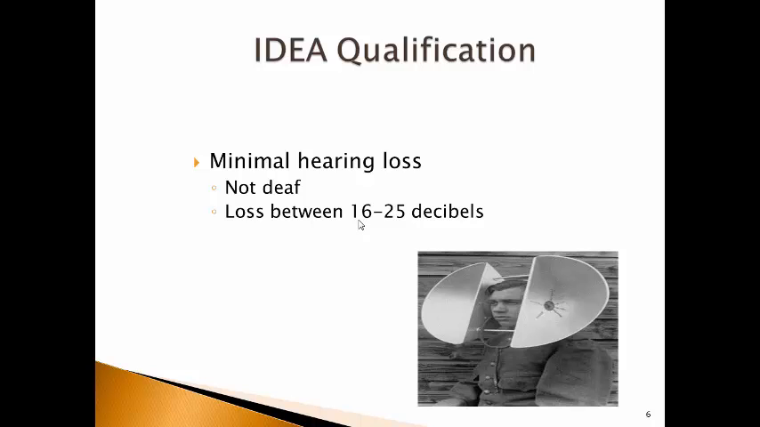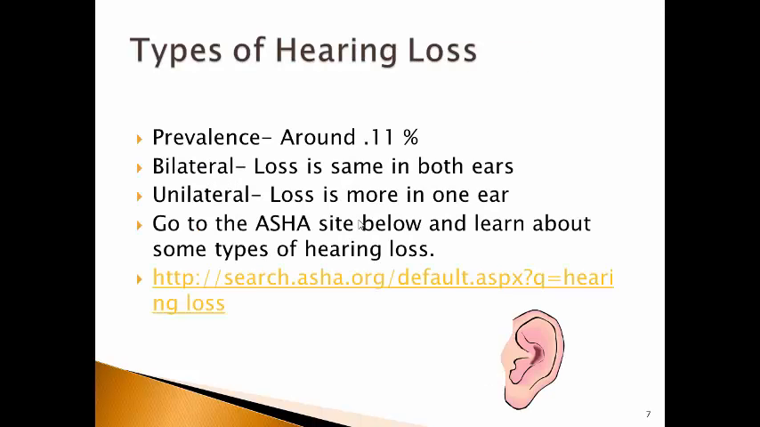It doesn't mean that they don't hear, but they're not comprehending what they're being told to do, following directions sometimes. Well, what are some types of hearing loss? And how many people have a hearing loss? Notice the number of people who have a true hearing loss is really low, less than 1%.